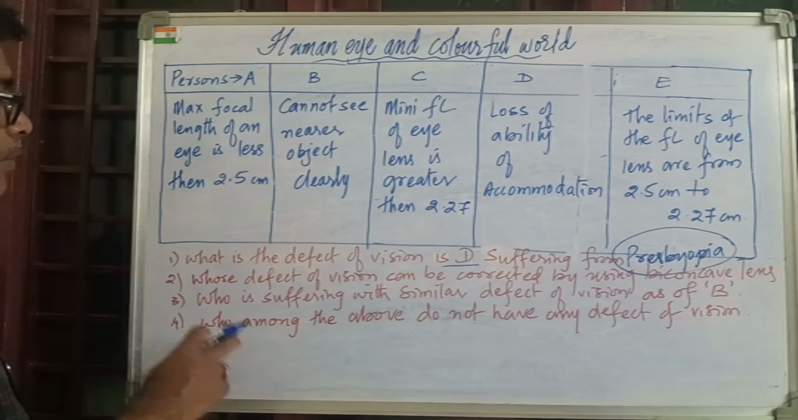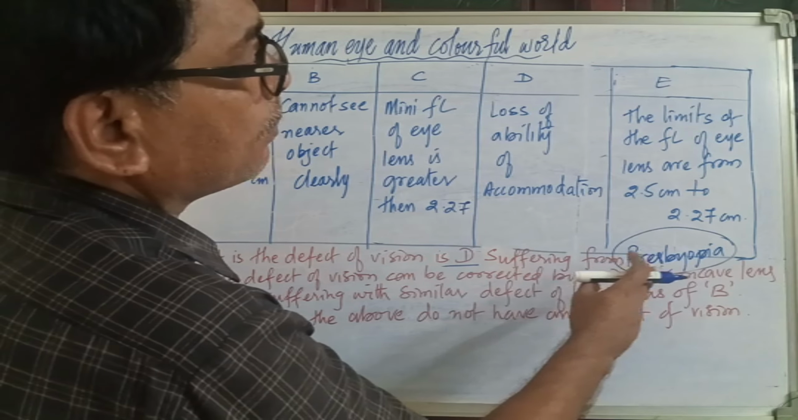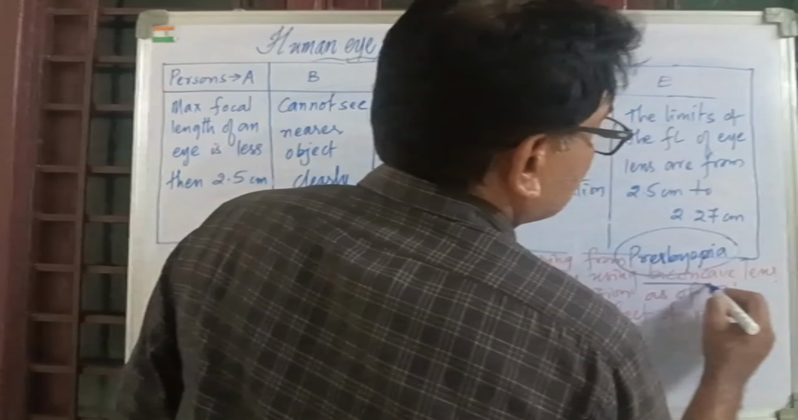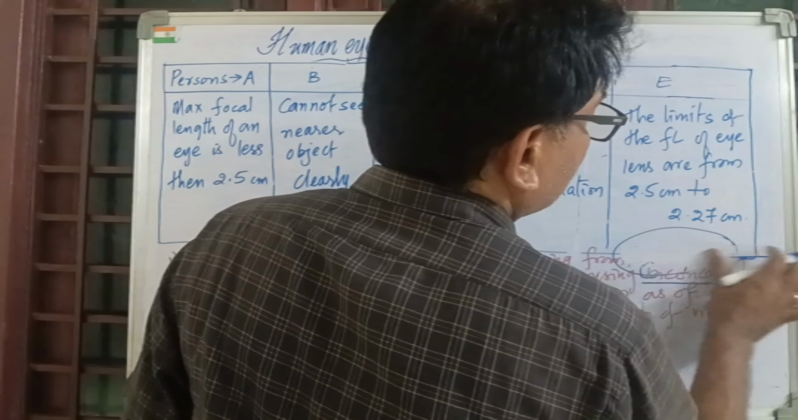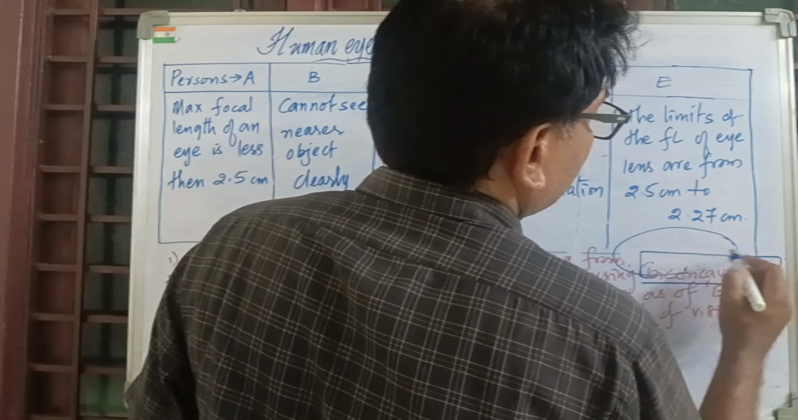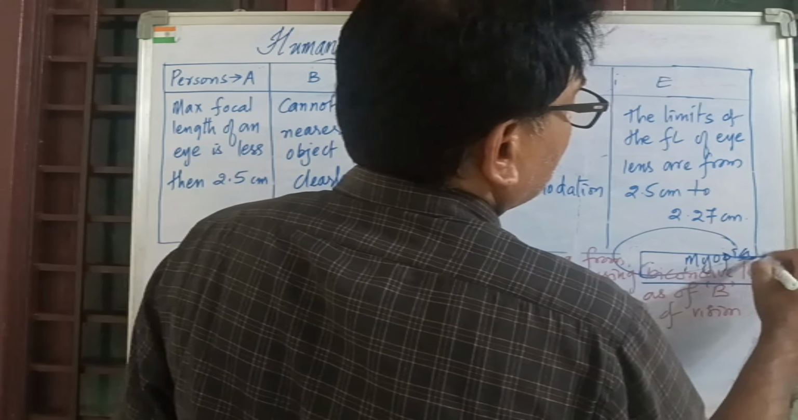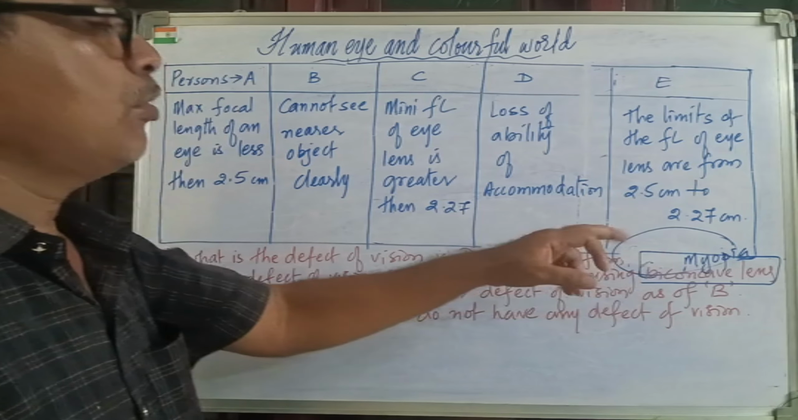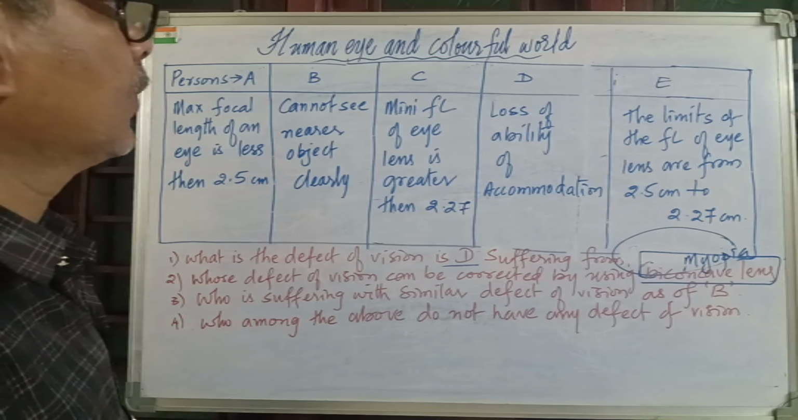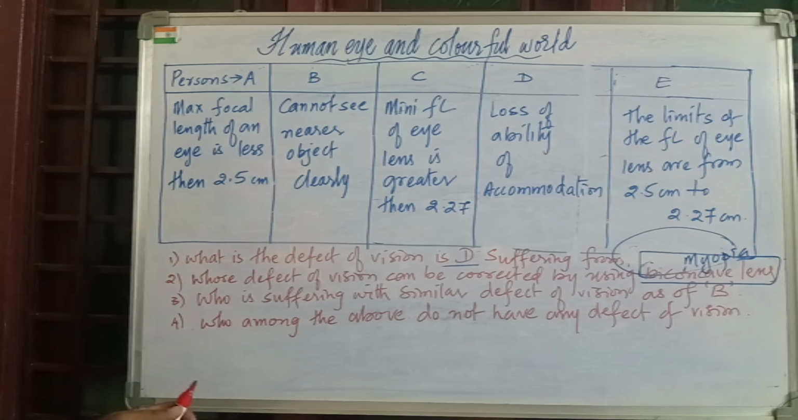Right, next question. Whose defect of vision can be corrected by using biconcave lens? First of all, biconcave lens is given to whom? Concave is given to a person suffering from myopia. Myopia patient means what? He can see object which is near. He cannot see object which is far.